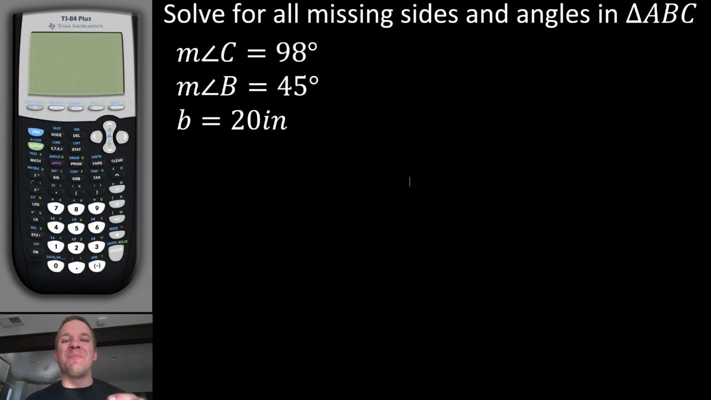Mr. Allen here. We're about to do some non-right triangle trig. So here we have: solve for all missing sides and angles in triangle ABC. I've got two angles and I've got a side. How about we draw up a triangle and see what this thing looks like?